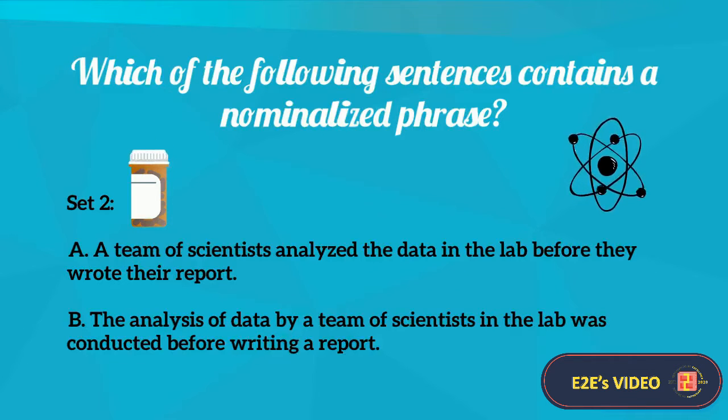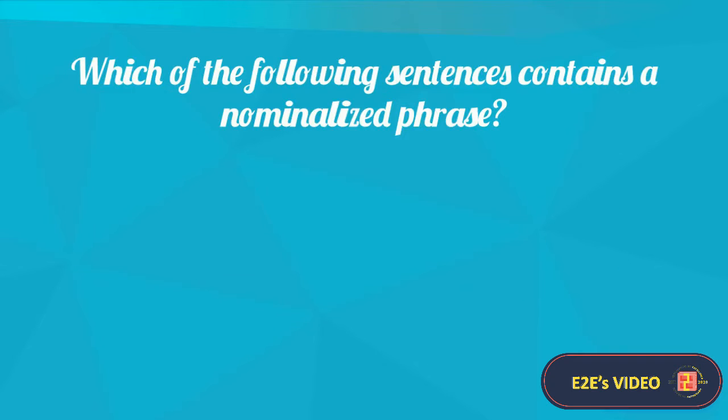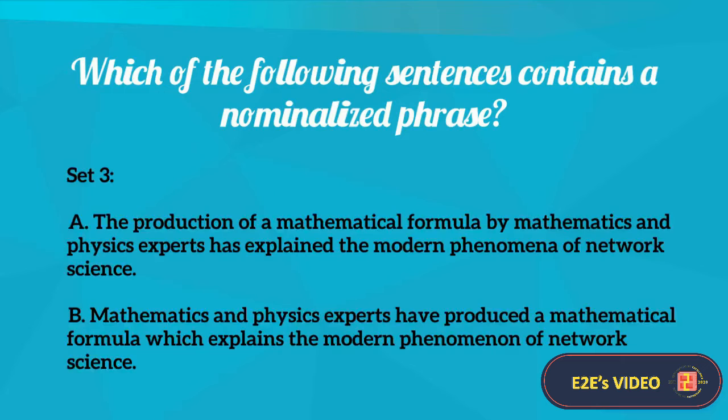The answer is B. The nominalized phrase is the analysis of data. Now move on to the last set of sentences. A. The production of a mathematical formula by mathematics and physics experts has explained the modern phenomena of network science. B. Mathematics and physics experts have produced a mathematical formula which explains the modern phenomenon of network science.